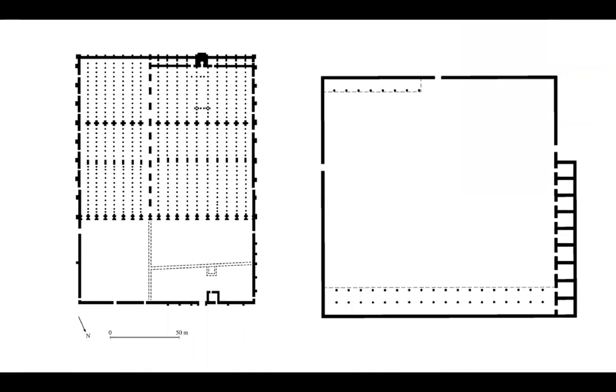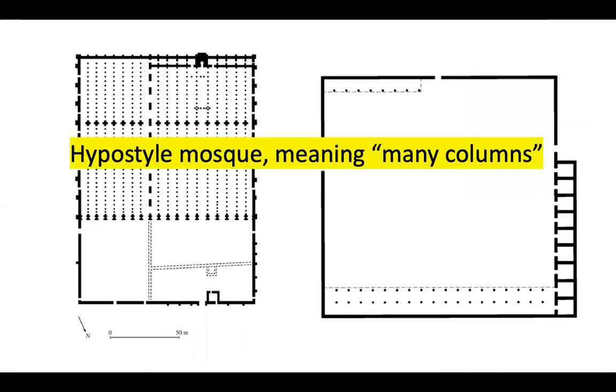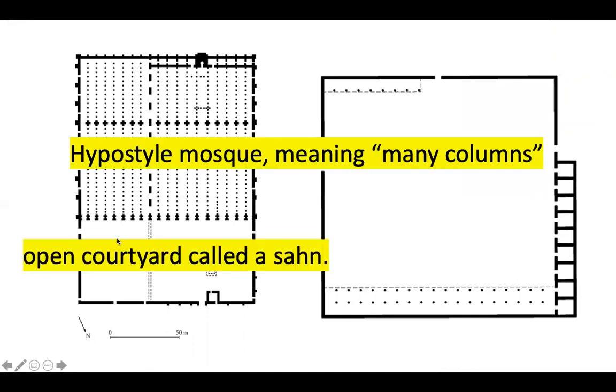All right, so the hypostyle mosque means many columns, and there's always gonna be an open courtyard that's called the sahn, but this type of mosque is based off of the home of Muhammad. So that's why the hypostyle mosque is the early type of mosque. So let me read my notes. The shape of the mosque comes from Muhammad's home in Medina. The ground plan is on the right of Muhammad's home. The home of the Prophet Muhammad had a large courtyard surrounded by long rooms supported by columns. This style of mosque came to be known as hypostyle.